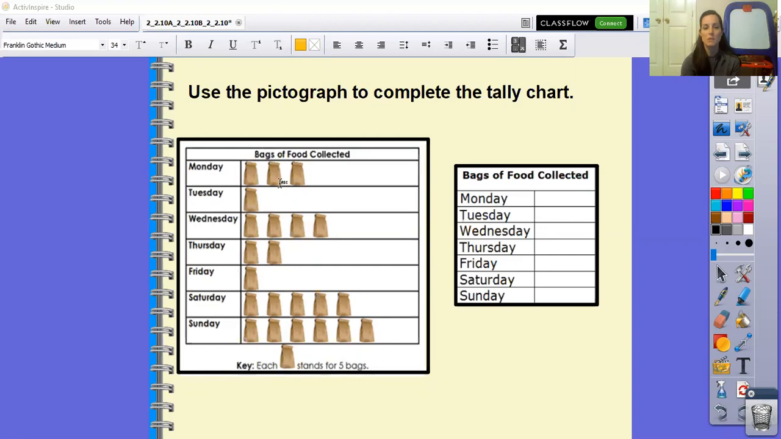So on Monday, we're going to figure out, well, how many bags of food did they collect? So we're going to count by 5. So we have 5, 10, 15. Okay, so we would easily just come over here, type 15, and I'm going to put that next to Monday. Now looking at Tuesday, how many bags do they have? So remember, each one of these bags represents 5 bags. So Tuesday is 5 bags.